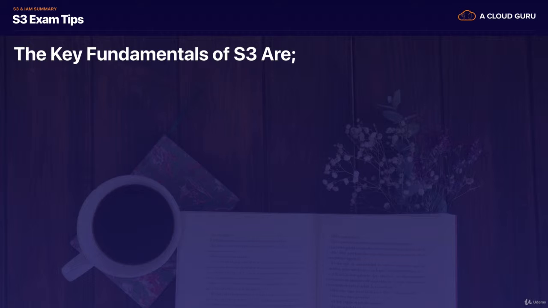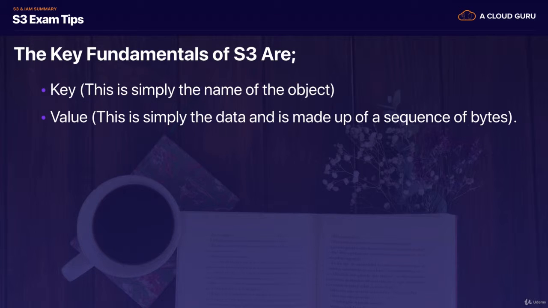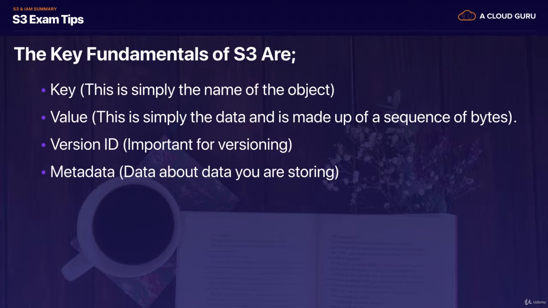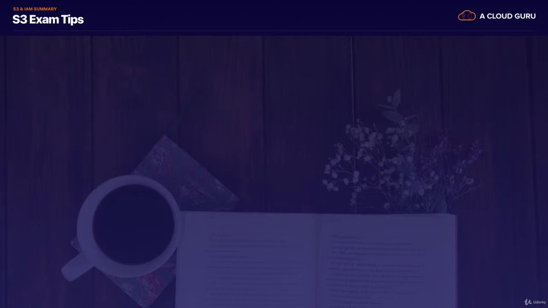Moving on, the key fundamentals of S3. So basically S3, you've got a key, and this is simply the name of the object. You've then got a value, and this is simply the data. It's made up of a sequence of bytes. So sometimes people refer to S3 as a key value pair. We then have the version ID, which we saw when we turned on versioning. We have metadata, so we have data about data that we're storing, and we do that through tags. And then you get some sub-resources such as access control lists and then torrents as well.